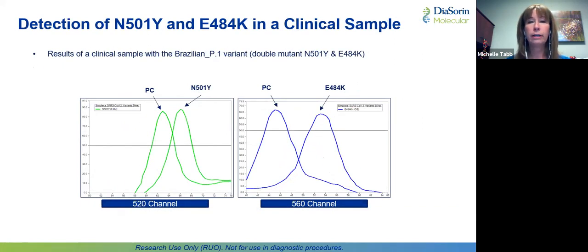Moving back to another clinical specimen, we have here a specimen that was sequenced as a Brazilian P1 variant, which is predicted to be a double mutant, N501Y and E484K. And looking at the 520 channel on the left, you can see compared to positive control, we once again see the curve shifted to the right associated with N501Y. And in the 560 channel, the Joe channel, compared to positive control, we see the E484K associated with that clinical specimen.